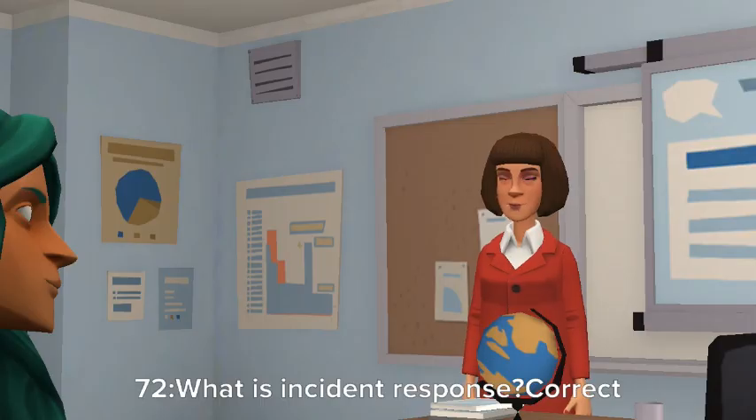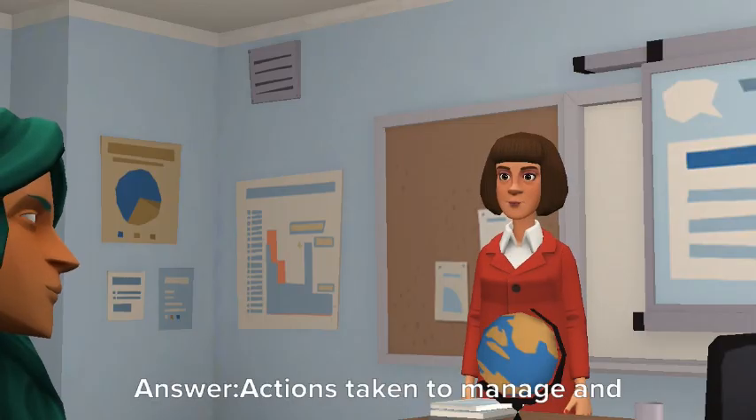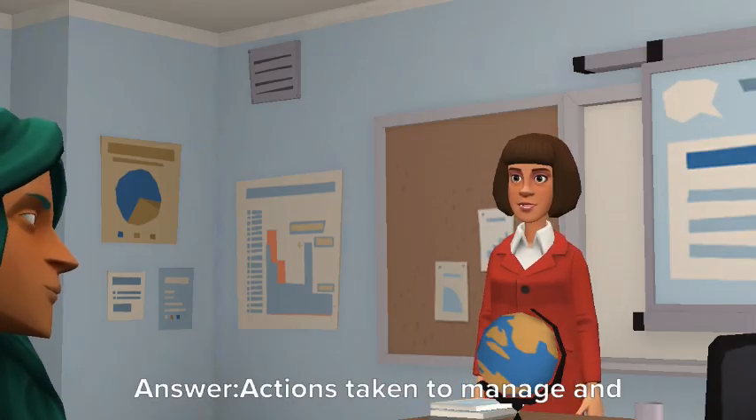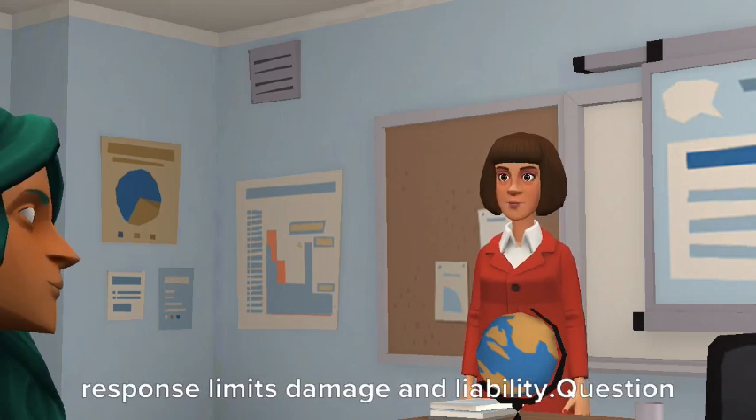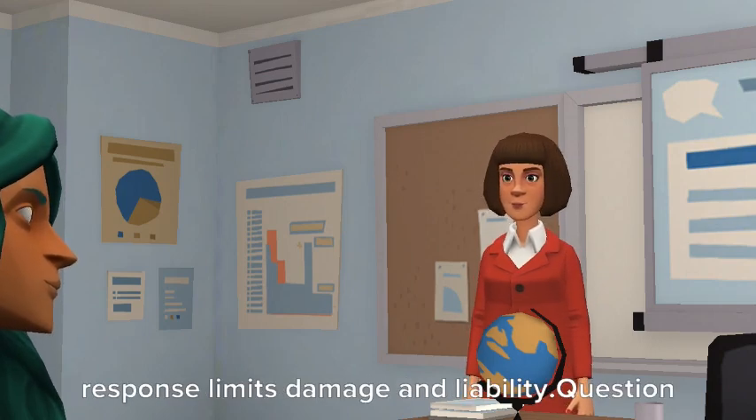Question 72. What is incident response? Correct answer: actions taken to manage and resolve security incidents. Effective response limits damage and liability.